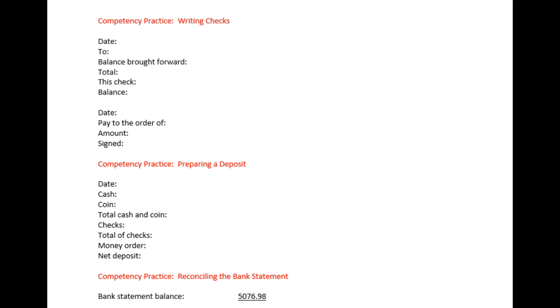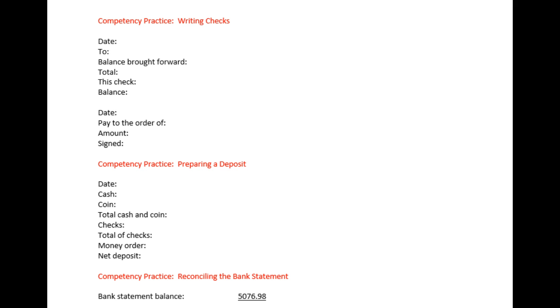The next bottom portion, I just simplified. This would be the actual check itself. So date the check, write it out to the person it needs to go to, so pay to the order of, and fill in where the check is being written to, the amount of the check, and then a signature. That one's pretty straightforward, very easy to do. The next one is pretty easy as well.